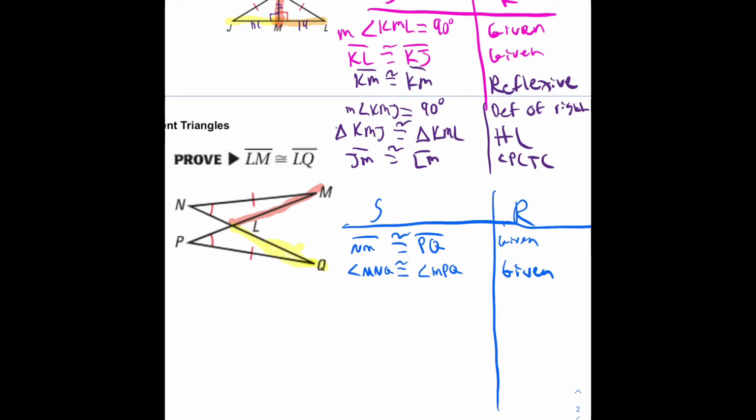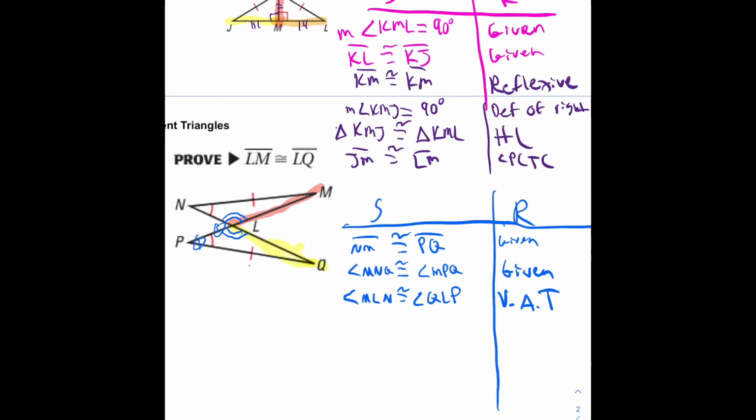And I could also say that this angle right here is congruent to this angle right here because of vertical angles. So I'm going to say the measure of angle MLN is congruent to the measure of angle QLP by the vertical angle theorem, VAT. And now I have one angle, two angles, and then the next side is a side.